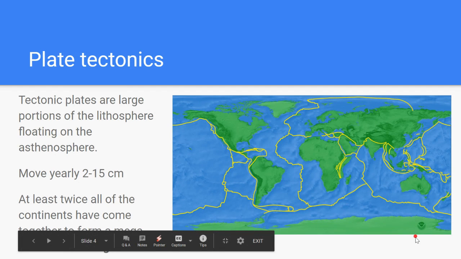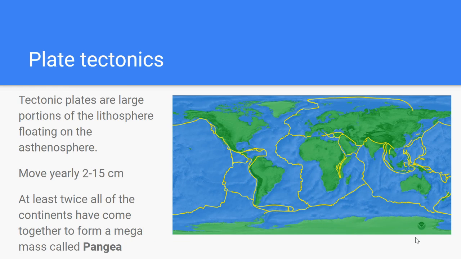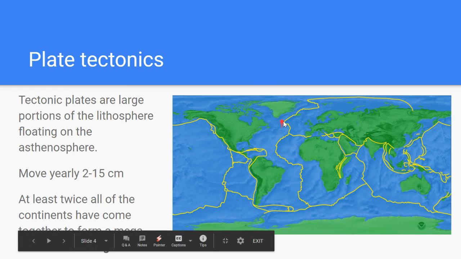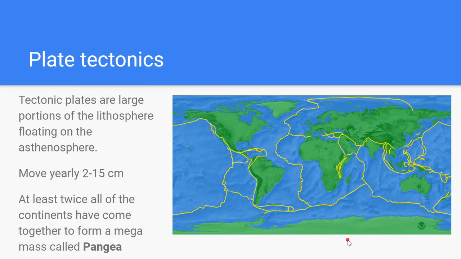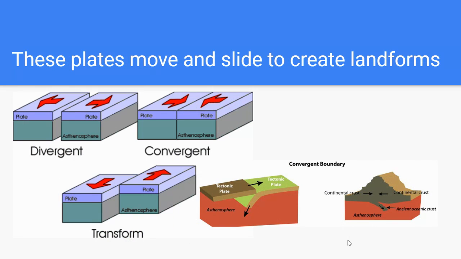And what we're really interested in when it comes to plate tectonics is these lines, these places where the plates meet. There are a couple different boundaries. When plates move and slide, they create landforms. There are 4 different boundaries that I want you to have doodled in your notebooks, so you know the difference between them and the names that go with them.